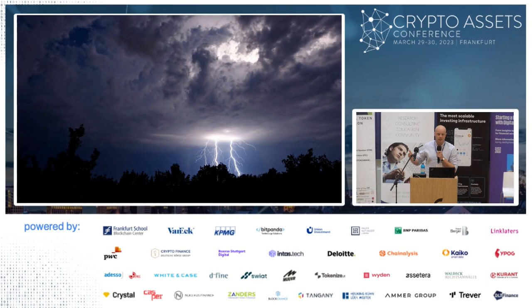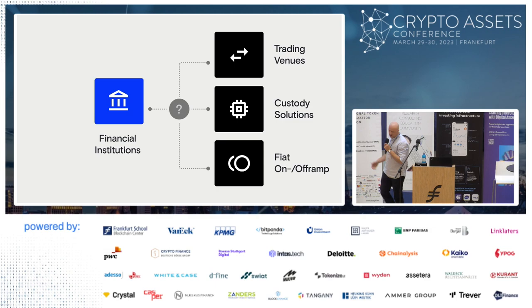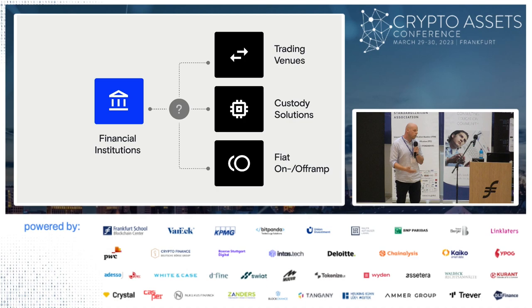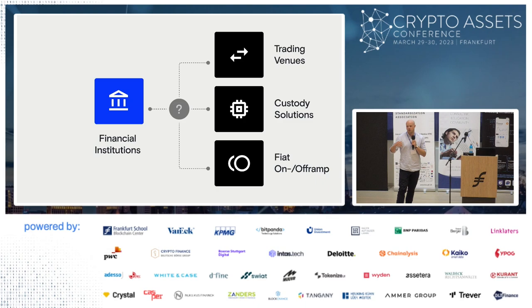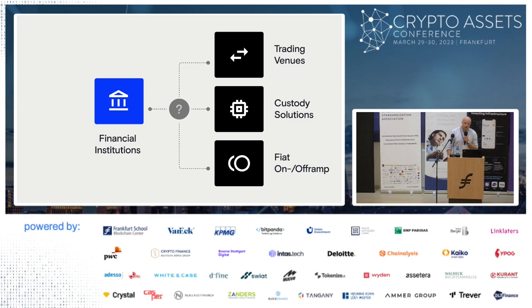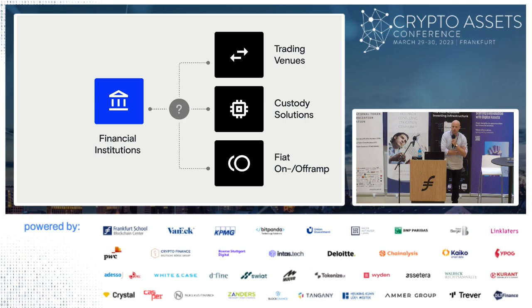So we start here with some basics. We need at least three different parties involved, starting with a trading venue. This can be exchanges, this can be liquidity providers, from where prices get streamed and where executions can be done. This can be centralized exchanges, decentralized exchanges, and so on. The second party is the custody itself, where the assets are stored. And the third party is the fiat on- and off-ramp, or bank account. This is how you get from fiat into digital assets.